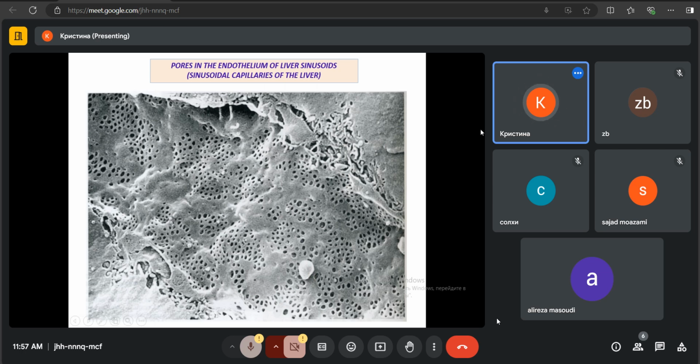Here we see the scanning electron microscopy picture, and we are kind of inside the sinusoidal capillary. We see its wall from inside. We see that it is really sinusoidal because it has a lot of holes and gaps inside the wall. And the components of blood plasma can easily pass through these holes from the blood capillary to the cells, hepatocytes.